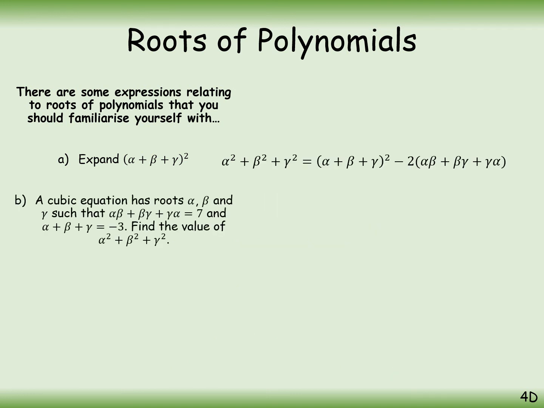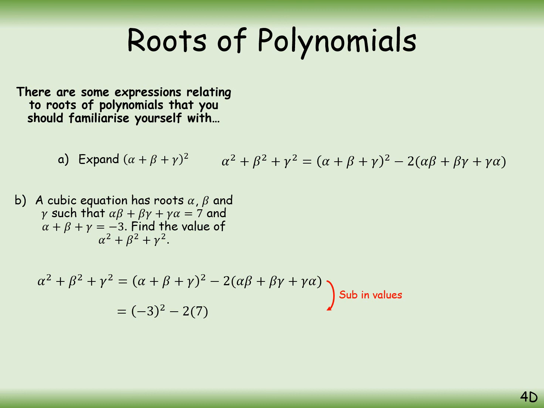Okay, so a cubic equation has roots alpha, beta, and gamma, such that the sum of the doubles is equal to 7, and the sum of all three is equal to minus 3, and we're asked to find the value of alpha squared plus beta squared plus gamma squared. We know this can be written in this form by rearranging, as we saw earlier. If we substitute the information, alpha plus beta plus gamma is minus 3, so it will be minus 3 squared, minus 2 lots of the 7. If we calculate this, we get minus 5.